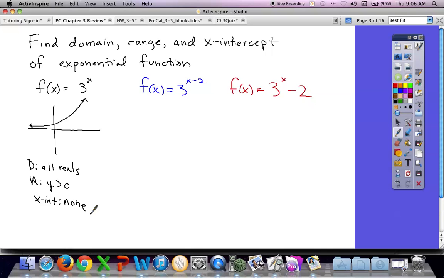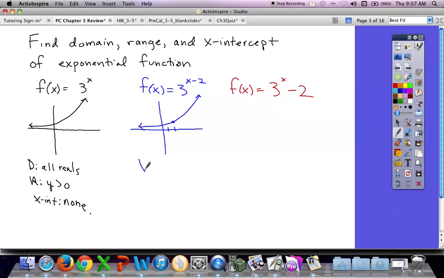Okay, what does it do to the graph when I subtract 2 inside the function? 2 to the right. Okay. So here's the new graph. It still has the same asymptote, because moving to the right 2 doesn't change a horizontal line. The y-intercept now is going to be at 2, 1, and the graph has this shape.